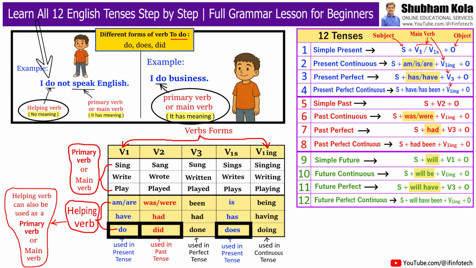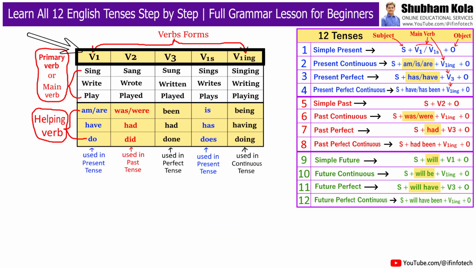Again, do is just a helper. It's helping the sentence become negative. I do business. Here do is not a helper. It is the main verb. It means I perform a business. I did my work. Here did means I completed my work. Here did is the main verb. It has full meaning.